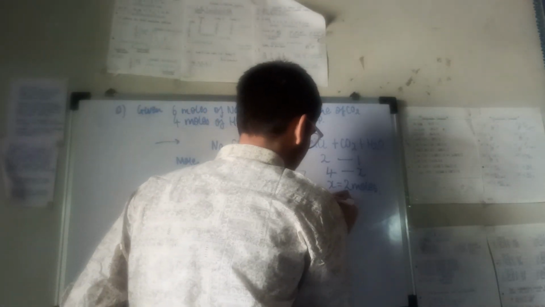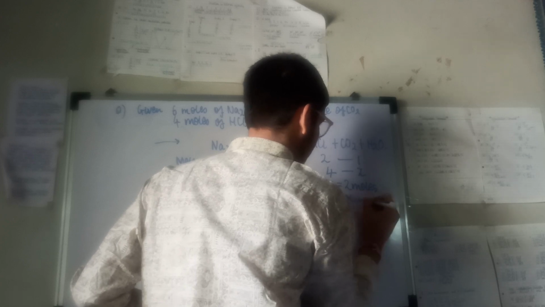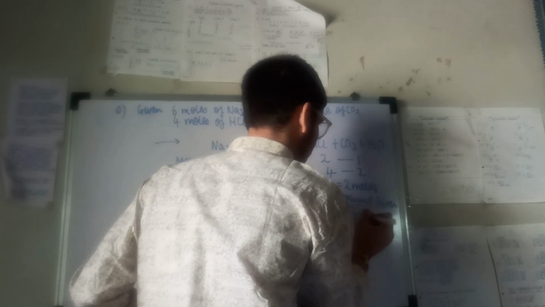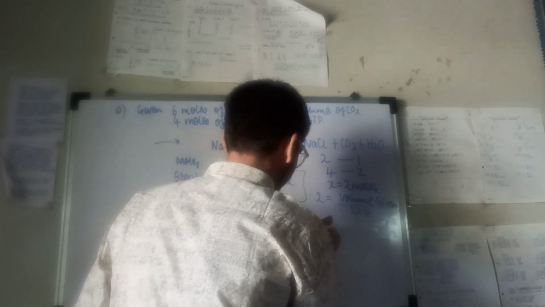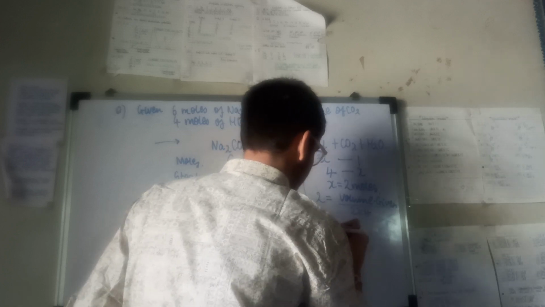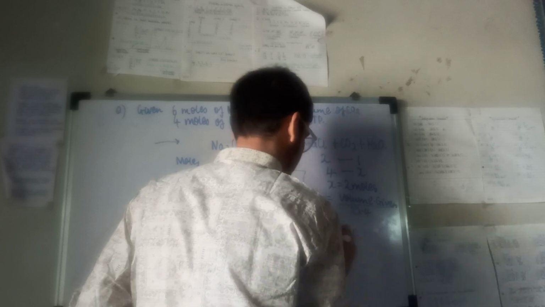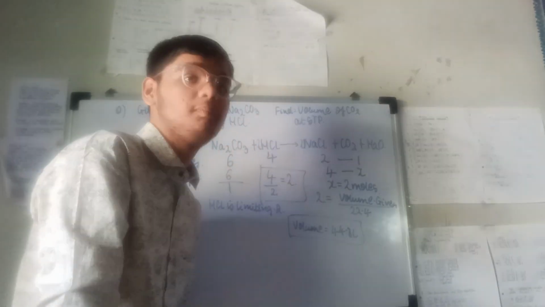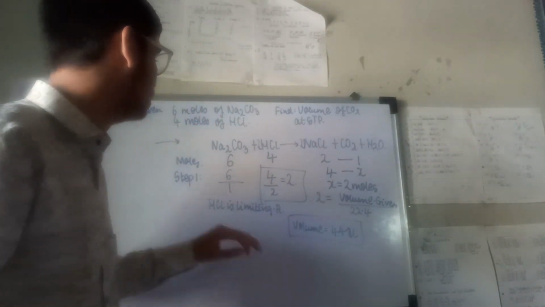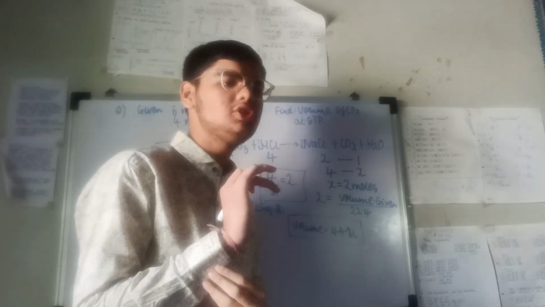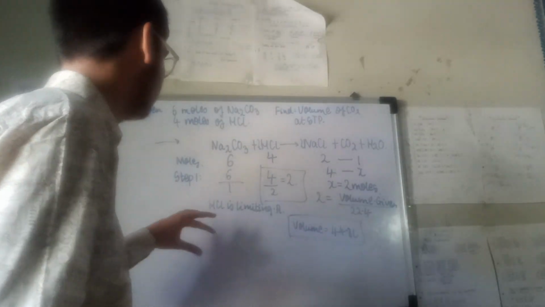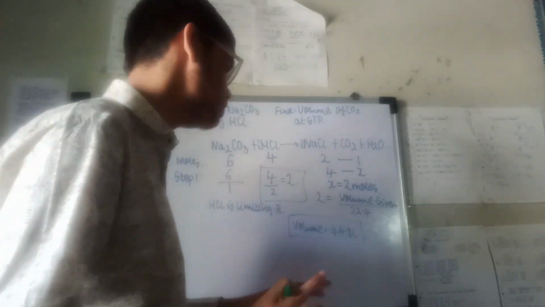The formula I will use: 2 into volume given by molar volume. What is the molar volume at STP? 22.4. So the volume is equal to 44.8 liters. Who got this answer? The students who are getting this answer are going with the right concept, and students who are missing some steps have to practice, or they can rewind and watch the 3 steps. By these basic 3 steps we are solving this question.